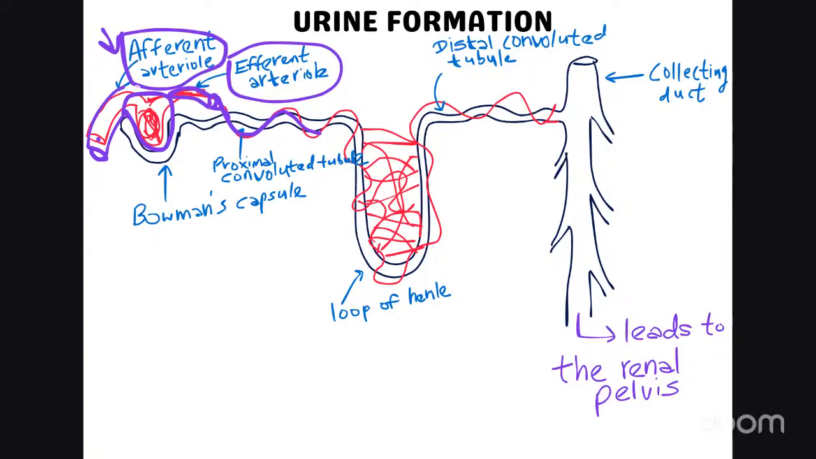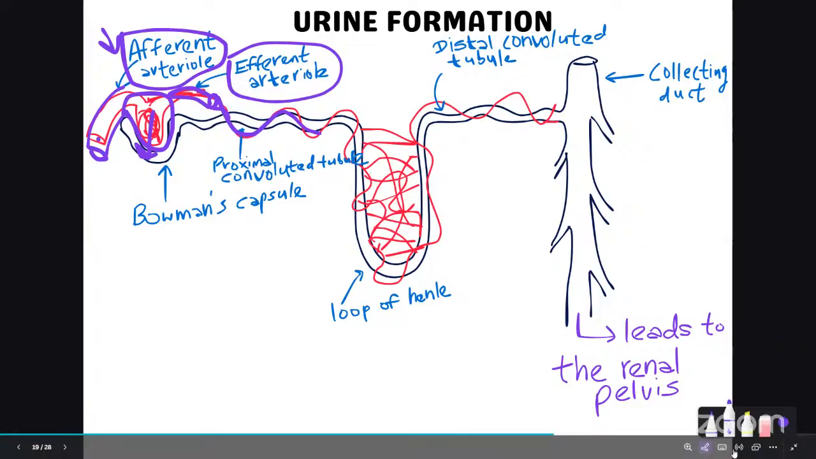So it comes and it's going to get filtered, and the filtered liquid is going to pass on to the Bowman's capsule. So the filtered liquid from here goes to the Bowman's capsule. The high pressure is going to be causing the filtration process. Then after filtration, the remaining blood is going to be passed through the efferent arteriole. From the efferent arteriole, it's going to be going to all these places.